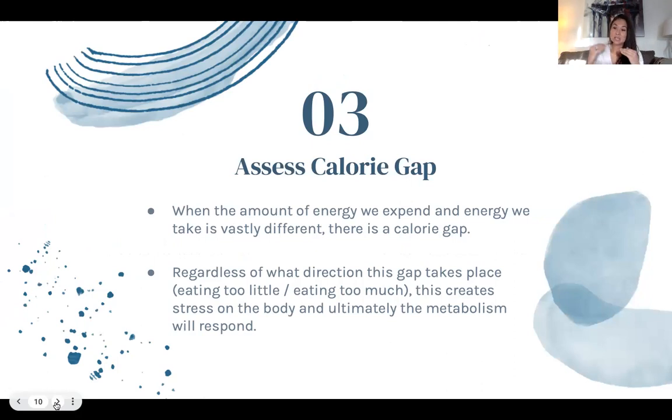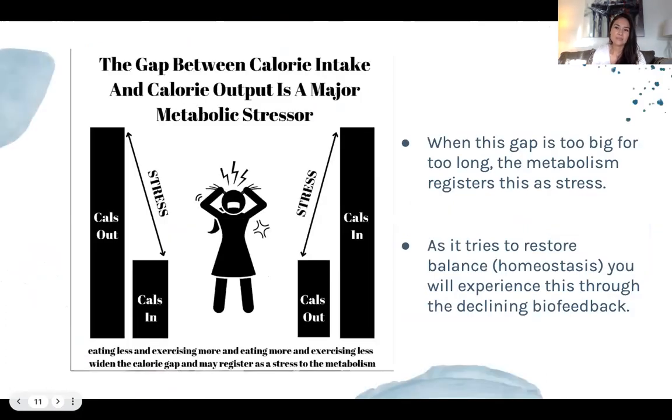And really, it's because this gap is very wide, and that gap is happening for such a long time that it's causing the metabolism to have to adapt to that stress, whether it's undereating or overeating, right? This registers as stress as your metabolism is trying to balance this out. The scientific term would be homeostasis. While it's trying to bring that back, this is when your biofeedback starts to decline, as it's trying to make up for this disparity.